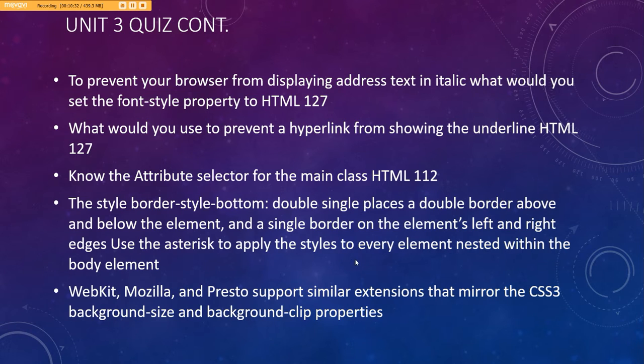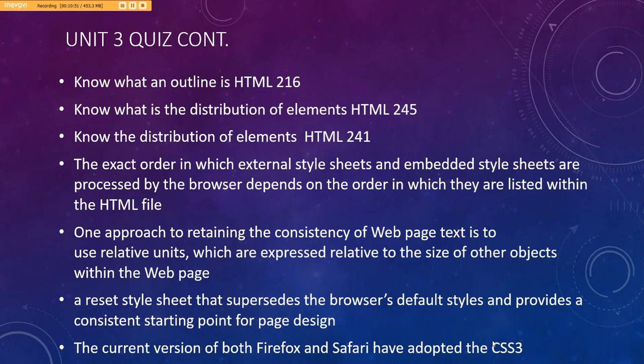Use the asterisk to apply the styles to every element nested within the body element. Oh, that was a new section. Sorry about that. WebKit, Mozilla, and Presto support similar extensions that mirror the CSS3 background size and background clip properties.